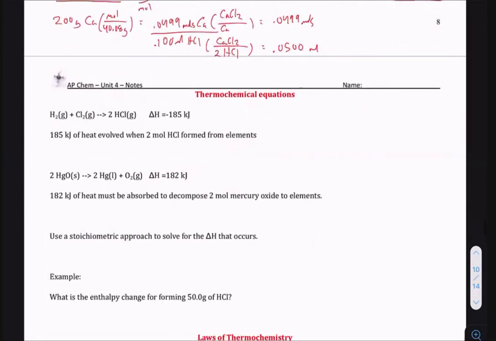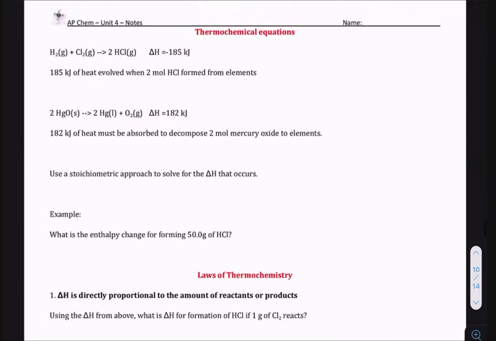Okay. So now let's just revisit mole ratios and how they apply to thermochemistry. It's really nothing different. This is kind of straight up stoichiometry, but you still need to see examples of this being done with delta H values. All right, so according to this first equation, when hydrogen and chlorine react, we form 2 moles of HCl. And the delta H for the reaction is negative 185 kilojoules. Okay? So 185 kilojoules is evolved when 2 moles of HCl are formed.